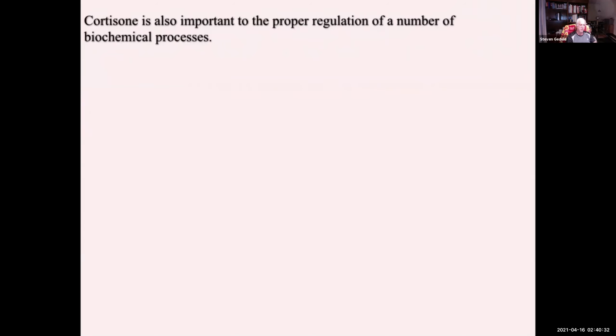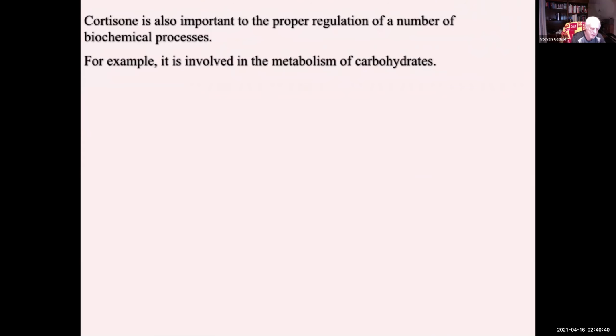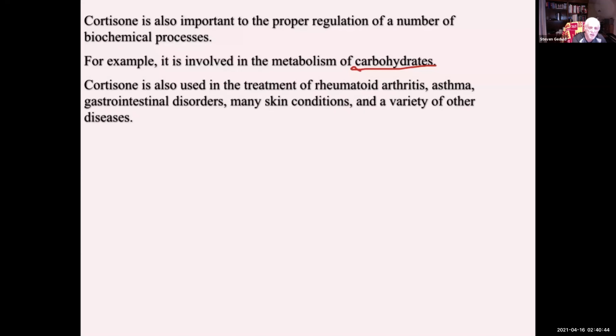Cortisone is also important to the proper regulation of a number of biochemical processes. We use cortisone in our body a lot. For example, it's involved in the metabolism of our carbohydrates. When we break them down, we use cortisone. Cortisone is also used in the treatment of rheumatoid arthritis, asthma, gastrointestinal disorders, many skin conditions, and a variety of other diseases. We do cortisone injections for pain, for ligament tears, and painful joints.